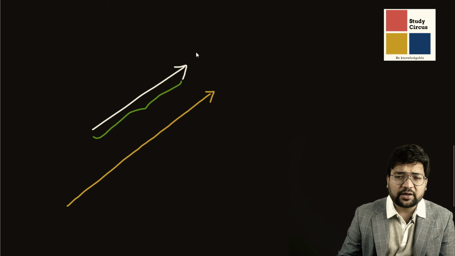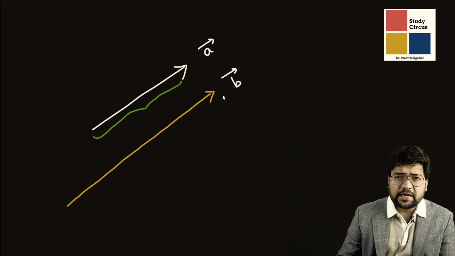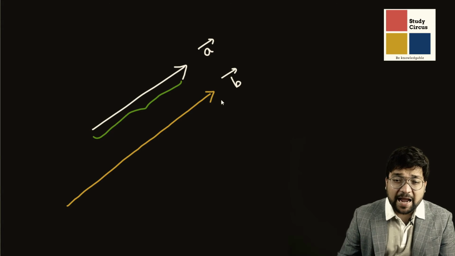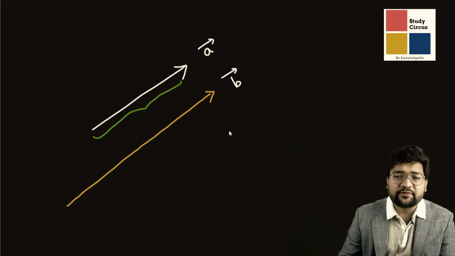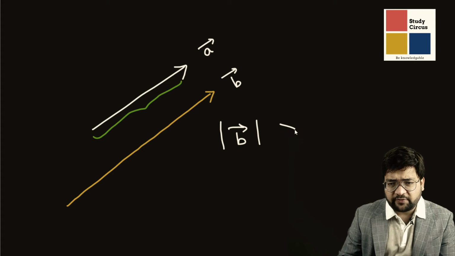I can name the vectors. Let's say the white one is vector a. I'll denote it by a with a small arrow put over it, so that it tells us it is a vector quantity. And let's say this one is vector b. I have just named the two vectors. Now the tail of vector a is shorter and the tail of vector b is longer. That means the magnitude of vector b is more than vector a. Magnitude is denoted by this modulus sign, so the magnitude of b is more than the magnitude of a.